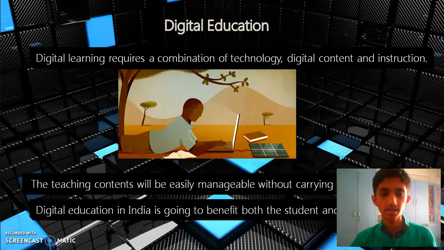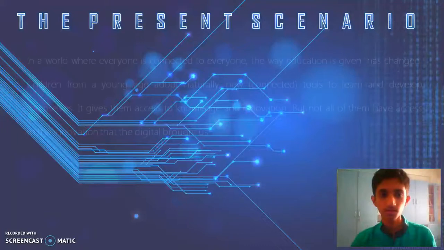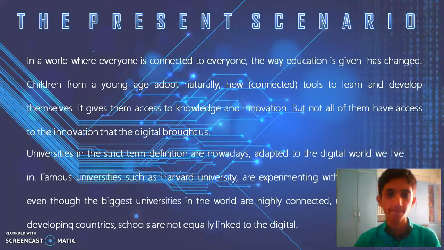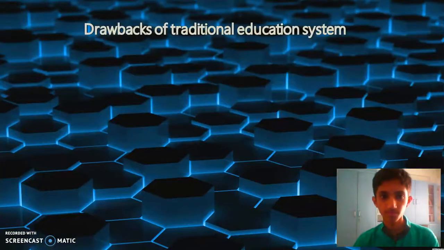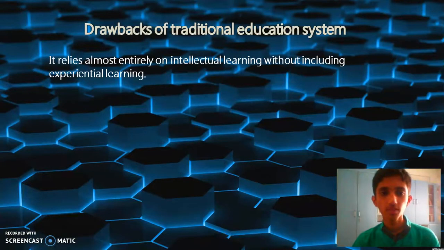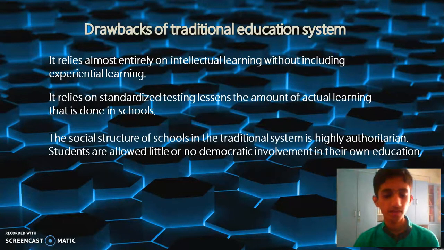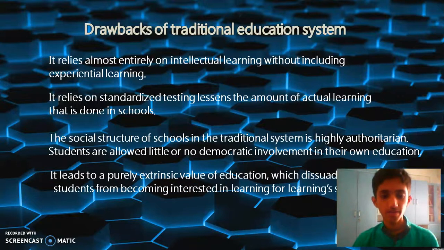Moving on to the next slide, it's about the present scenario of digital education in India. Here I have used animations such as fade and appear for the title. Moving on to the next slide, I have given the drawbacks of the traditional education system. I have used animations here such as fly in with a delay, and I have used appear animation for the title.